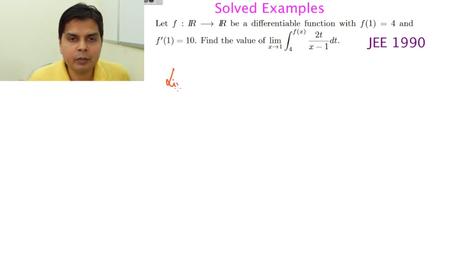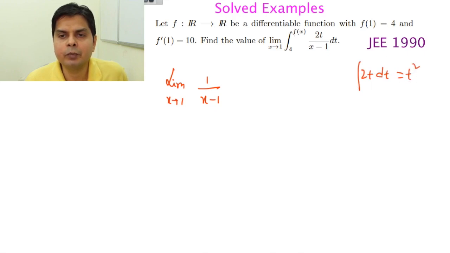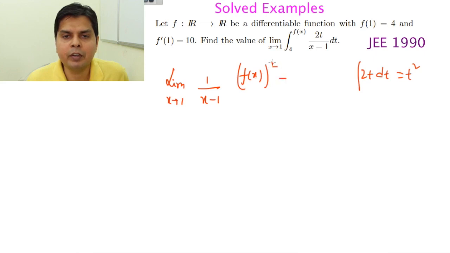So when I write this, it will become limit x tending to 1, everything will be common, and this will become 1 divided by x minus 1. When you integrate 2t dt, you will get t square. Now the upper limit is f(x), so it will become f(x) whole square minus 4 square. So I can write this as limit x tends to 1, 1 by x minus 1, times f(x) whole square minus 4 square. And what is 4? 4 is equal to f of 1.